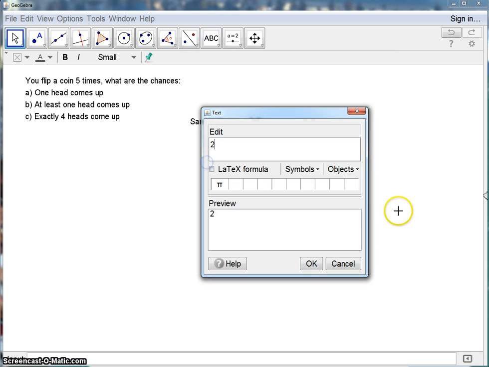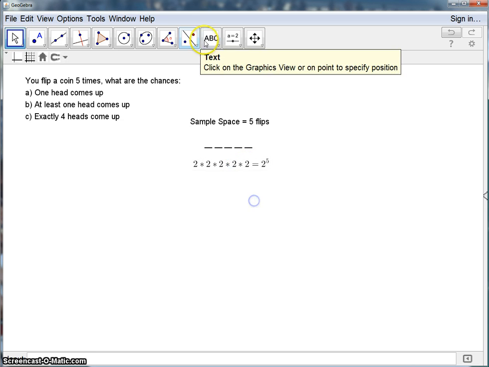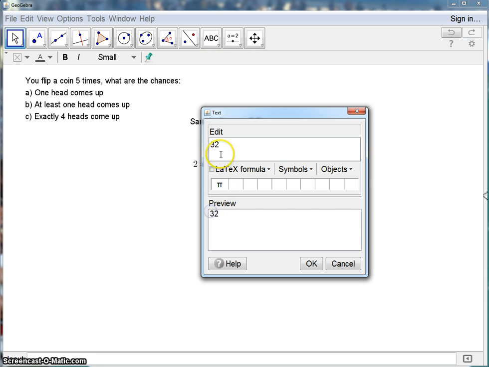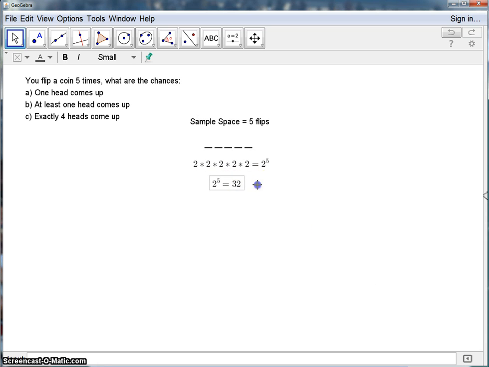If you think about it, the first flip, there's two options. Second flip, there's 2. The third, there's 2. The fourth, there's 2. The fifth, there's 2. So we have 2 to the 5 possible flips, right? And 2 to the 5 is 32. So there's 32 events for us to consider in the sample space. The trick with this is trying to figure out exactly how many we can count here.